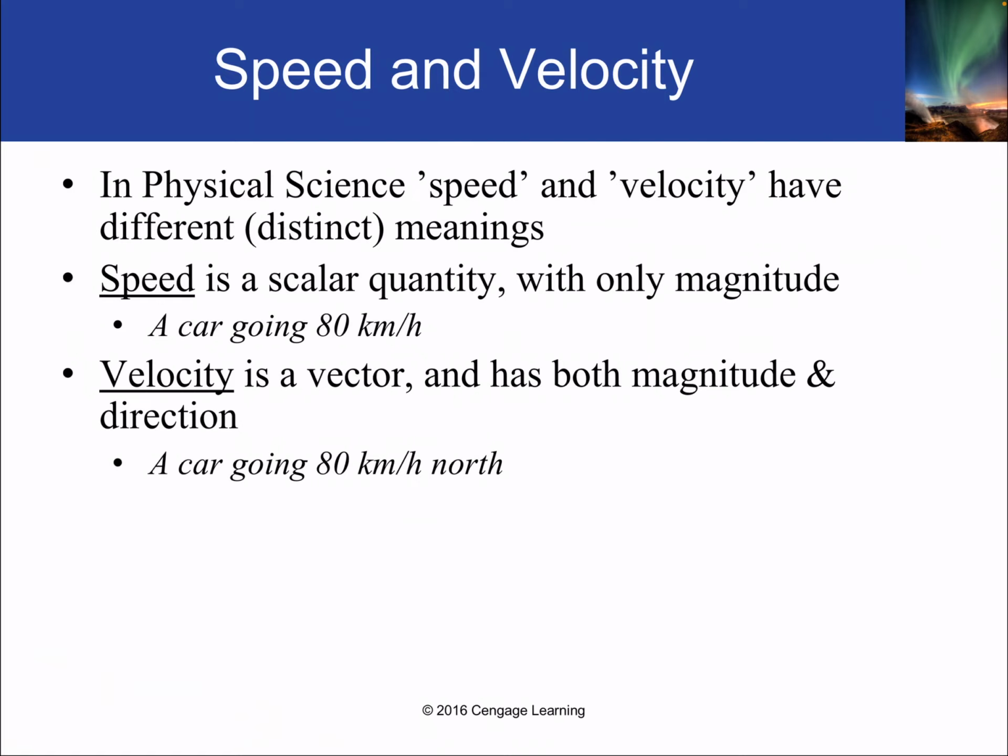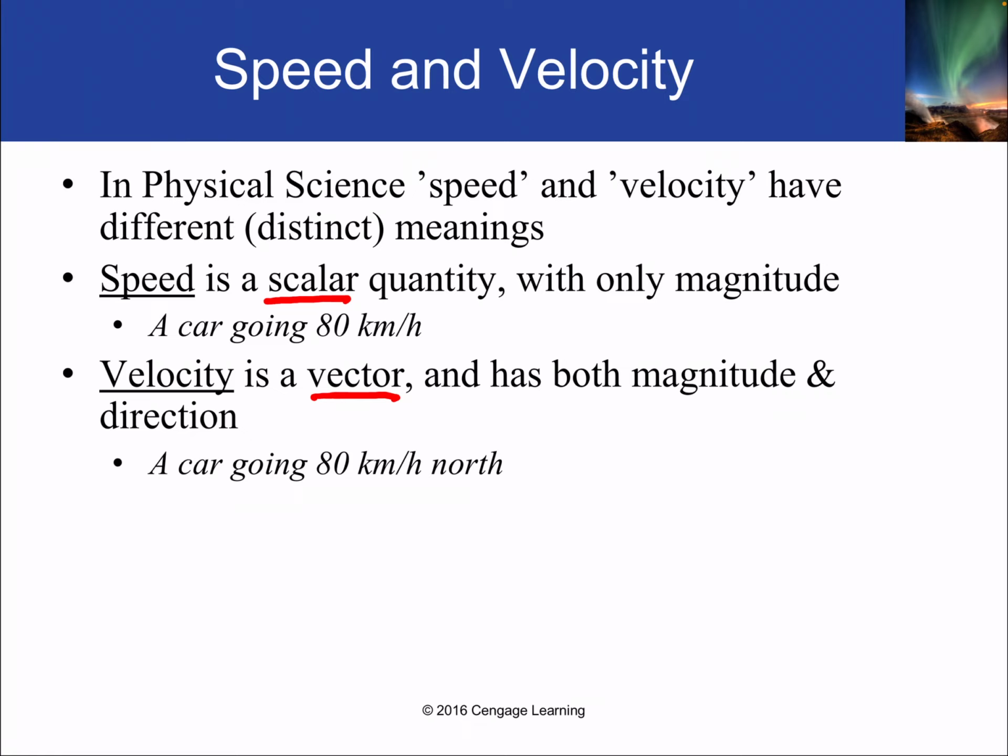Now, we look at speed and velocity. Speed and velocity in the physical science are going to have distinct meaning. You will catch me saying speed and velocity interchangeably because I know the difference in my head, and you will get to know the difference and probably do the same thing. The main difference lies with these two words, scalar and vector. Speed is a scalar quantity, which means it only has magnitude.